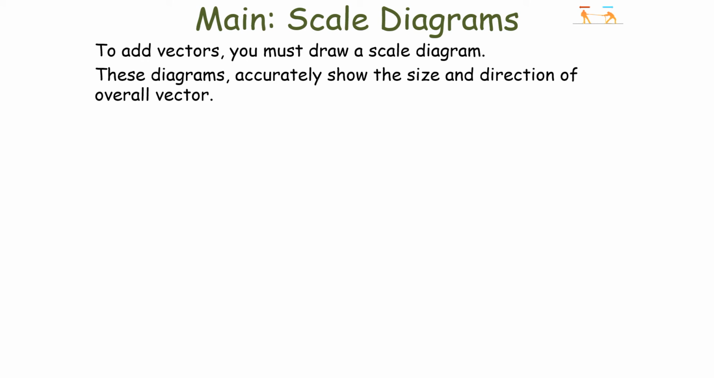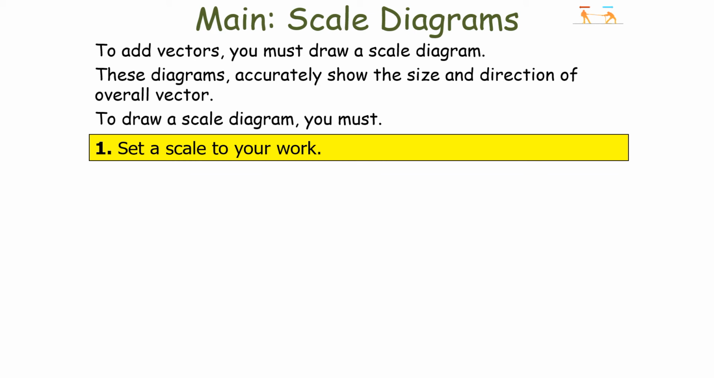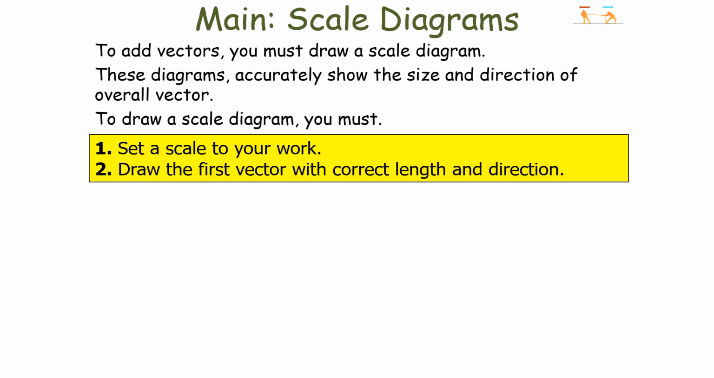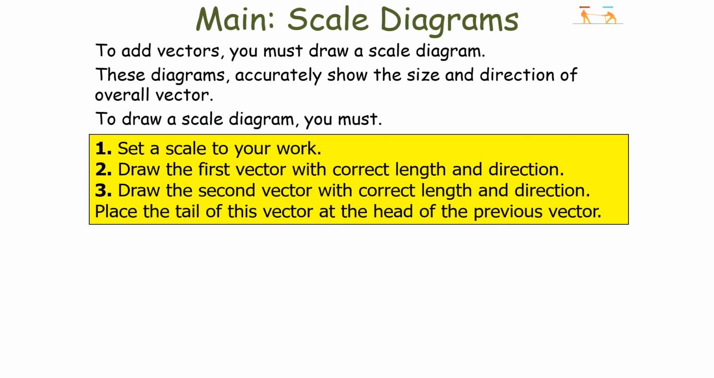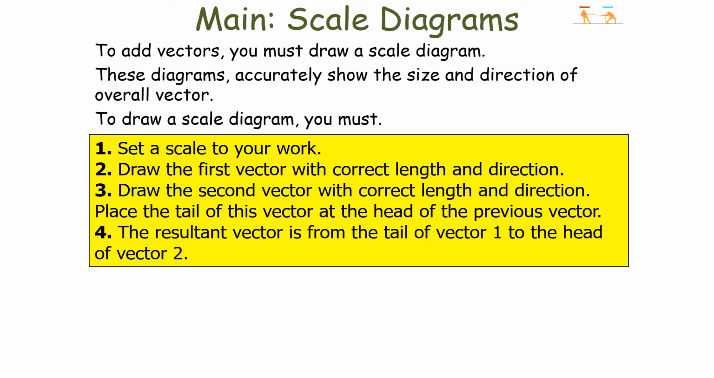These diagrams accurately show the size and the direction of the overall vector. So to draw a scale diagram, you've got to set a scale to your work, draw the first vector with the correct length and direction, draw the second vector with the correct length and direction, placing the tail of this vector at the head of the previous vector. The resultant vector is then from the tail of vector 1 to the head of vector 2.